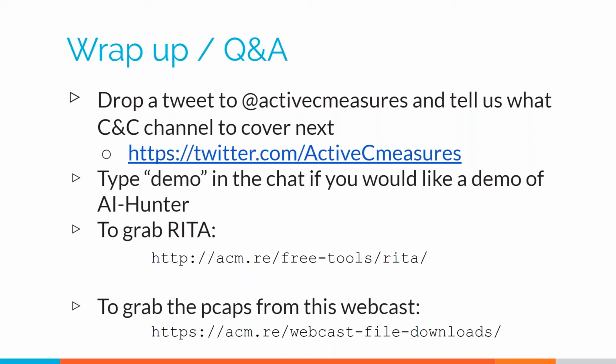Here's one. What's keeping us from doing a multi-dimensional statistical analysis? Whoa. Basically comparing packet sizes and then the time between the sessions? So nothing. Part of RITA and AI-Hunter, that's actually something that's being done.